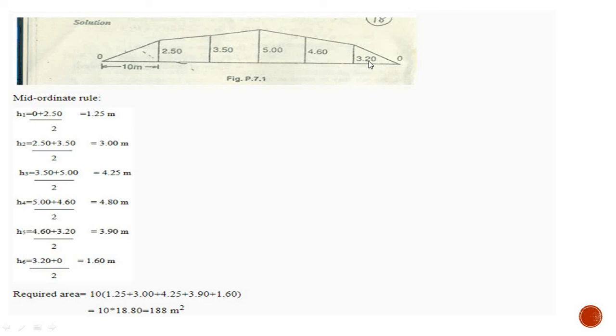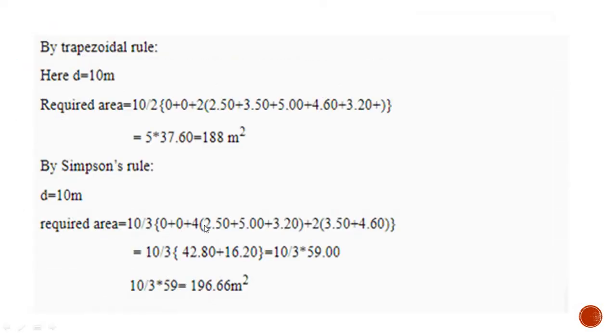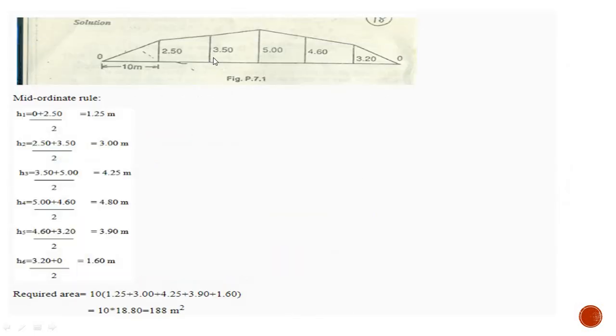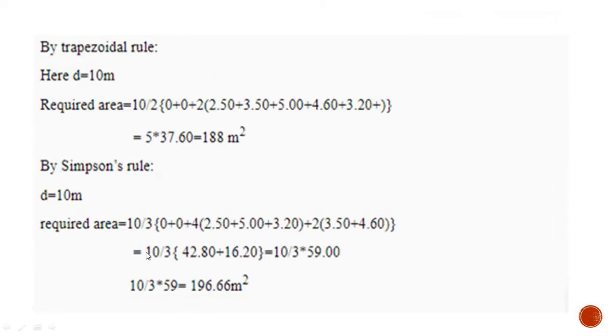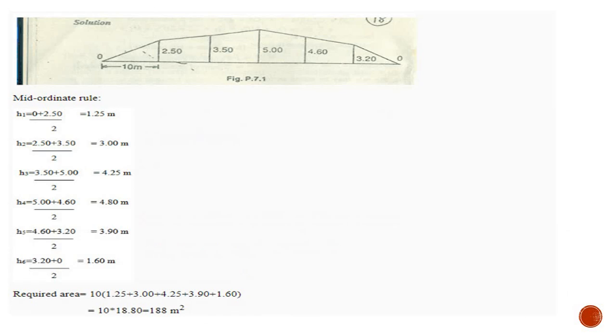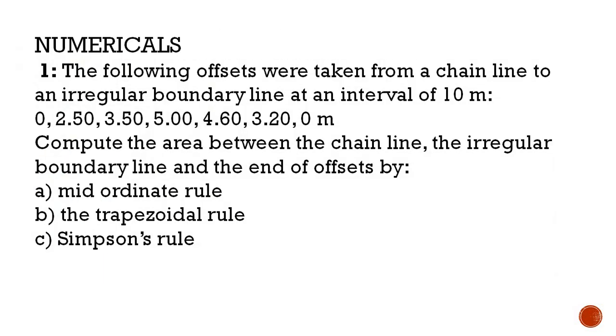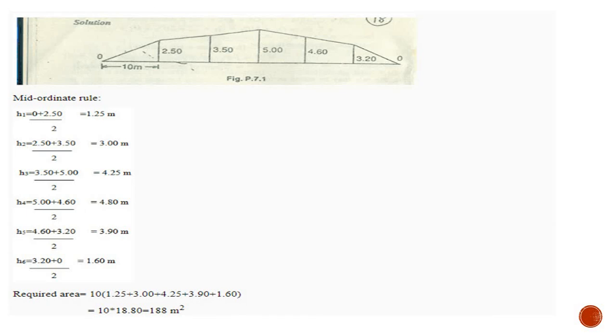And next we are going to take 3.2. So 4 into 2.5 plus 5 plus 3.2 plus 2 into odd number of intermediate ordinates, so here 3.5 and 4.6. So we have taken this, and if we calculate this, we are going to get 196.66 meters square. So in this manner we are going to calculate the area between the chain line and irregular boundary line and ends of the offset.